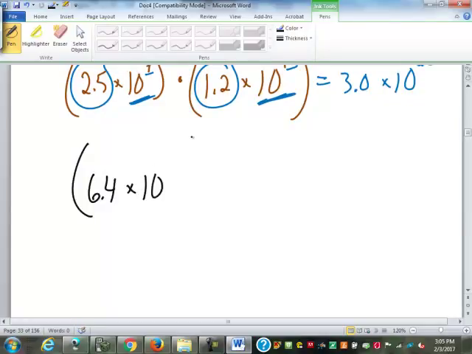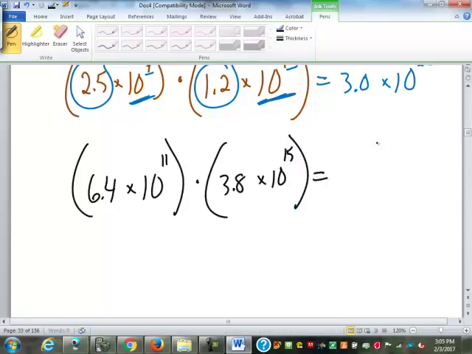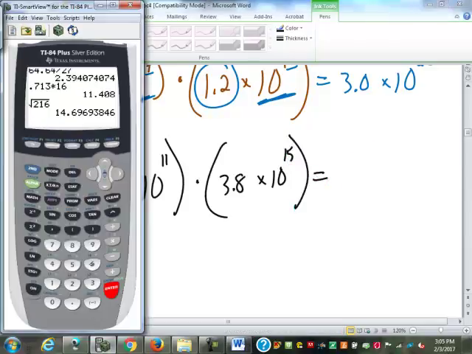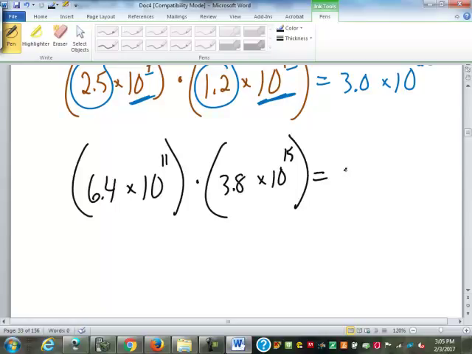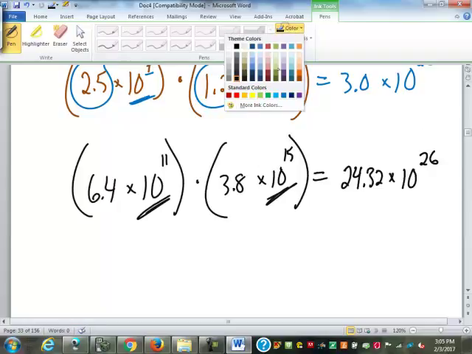So 6.4 times 10 to the 11th times 3.8 times 10 to the 15th. So we have to multiply 6.4 times 3.8. 24.32, good. Times 10 to the 26. Good. 11 plus 15 is 26.